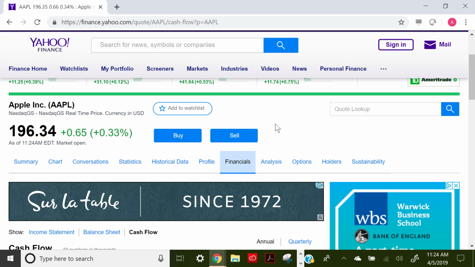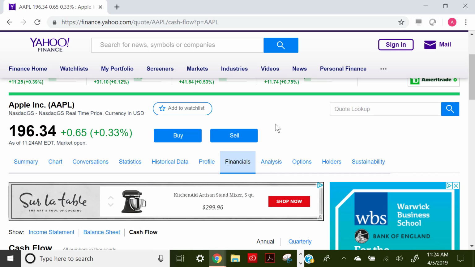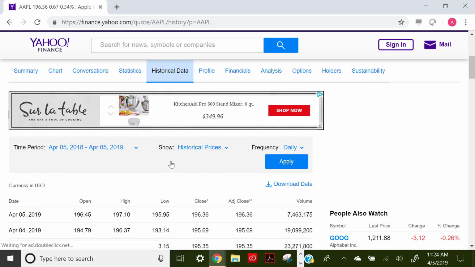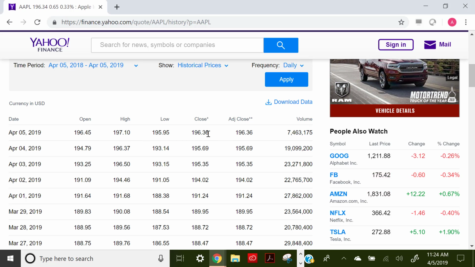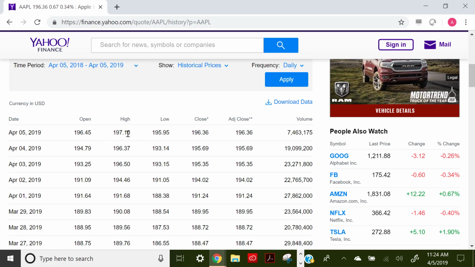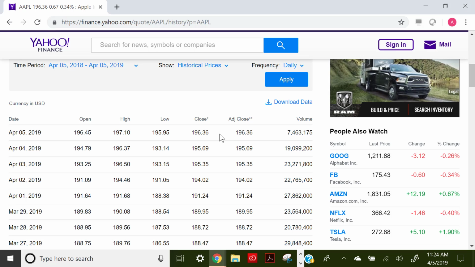Now, suppose we're interested in analyzing the historical price of Apple stock. We go over here to historical data. And you can see that all the recent prices are listed. We've got the open price, the high, low, and close, which means that during the trading day on April 6th, Apple stock opened at $196.45. It got as high as $197.10. It dropped as low as $195.95, and eventually it closed at $196.36.